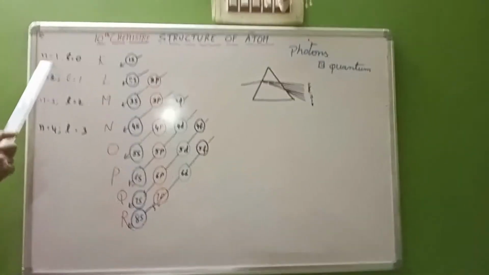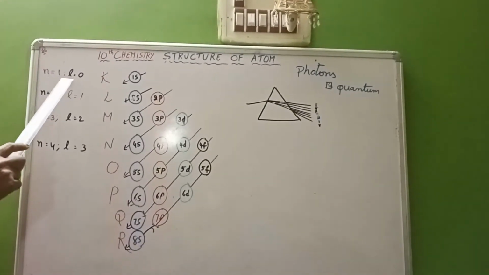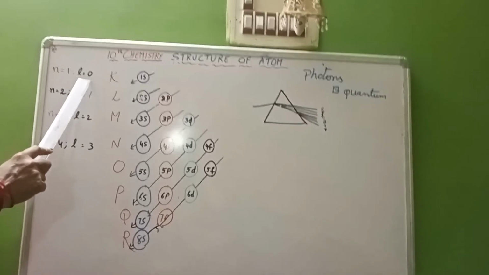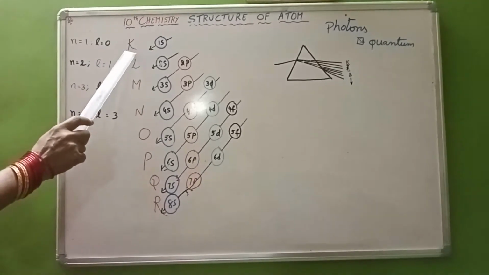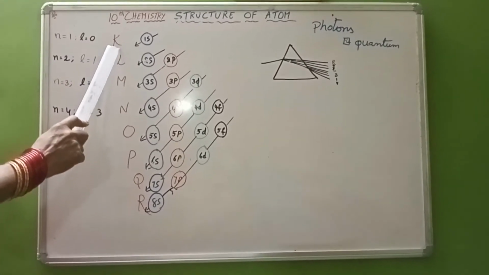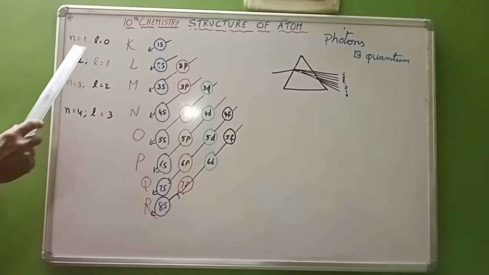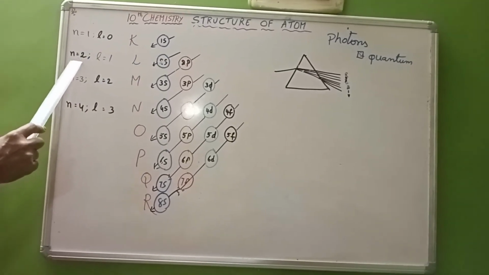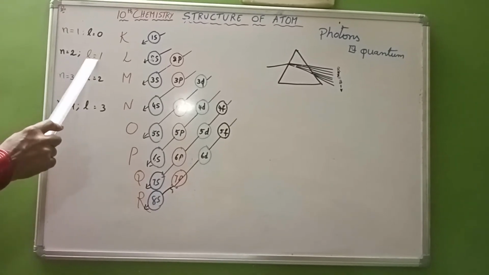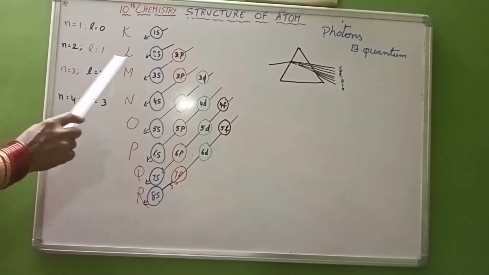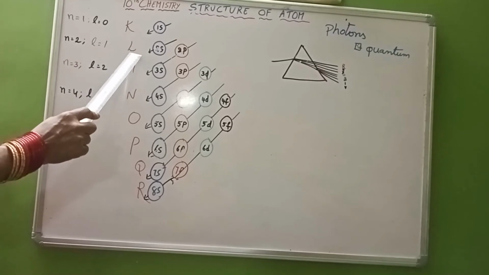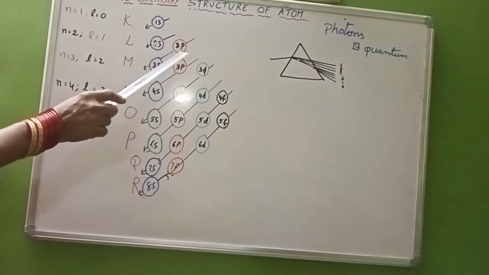If the principal quantum number is 1, the azimuthal quantum number value is 0. At that time it has the K shell and only the s orbital. If the principal quantum number value is 2, the azimuthal quantum number is 1, it has the L shell and it has the s orbital and p orbital.